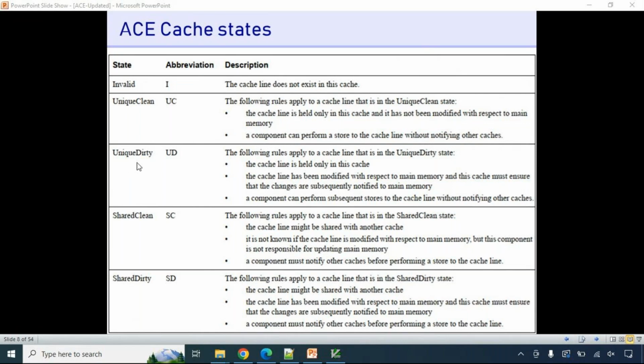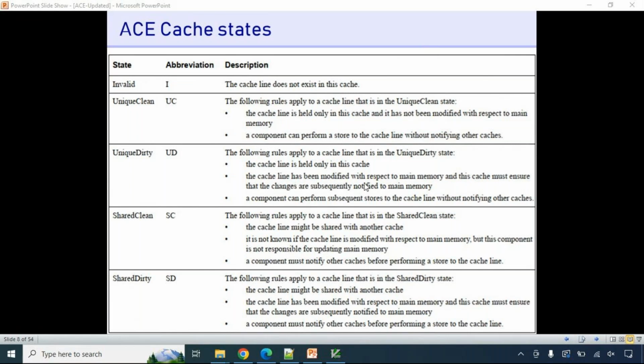What is next? Unique dirty. Unique dirty indicates that only my cache has the data, but it doesn't match the main memory. The following rules apply to a cache line in the unique dirty state. The first thing is that the cache line is held only in this cache.